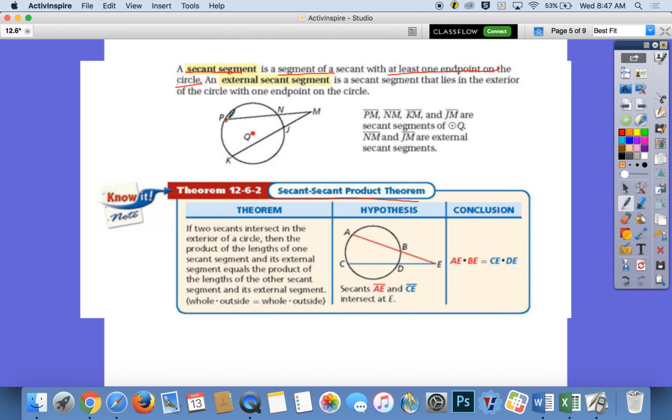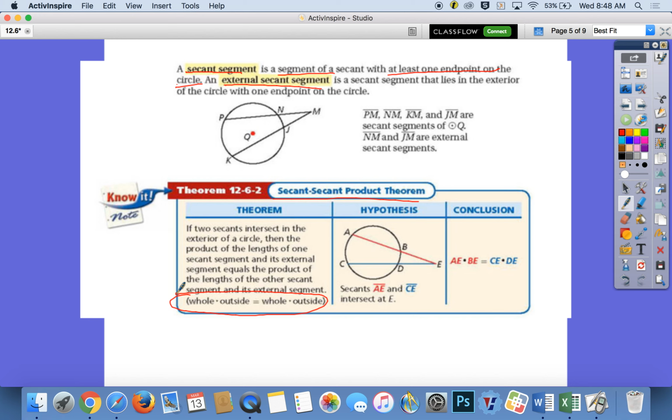And we also have NM. It's a segment of that secant that has one endpoint on the circle. KM, at least one endpoint, and JM, one endpoint on the circle. So just some definitions. That's really going to take us to our theorem. We also have something called an external secant segment, and it's basically going to be NM and JM are the external because they're on the exterior of the circle. Okay, so your secant product theorem, I'm going to skip to this.